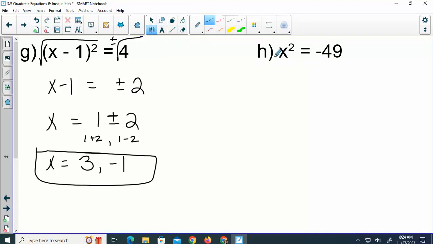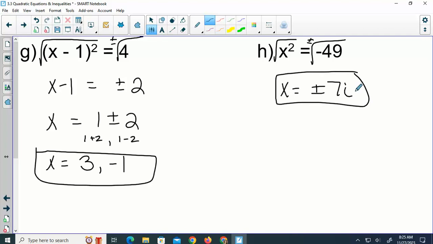Next one. And when you do the square root of a negative, what do you get? So the square root of 49 is 7, so we get plus or minus 7i. And looks like we did pretty well on that one.